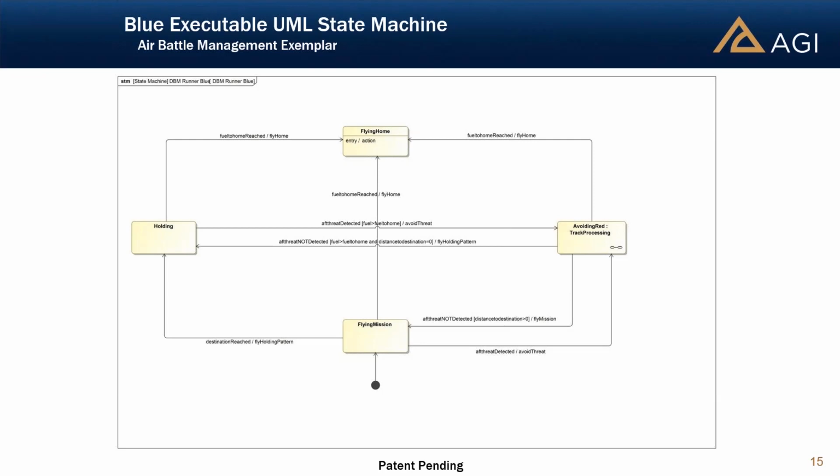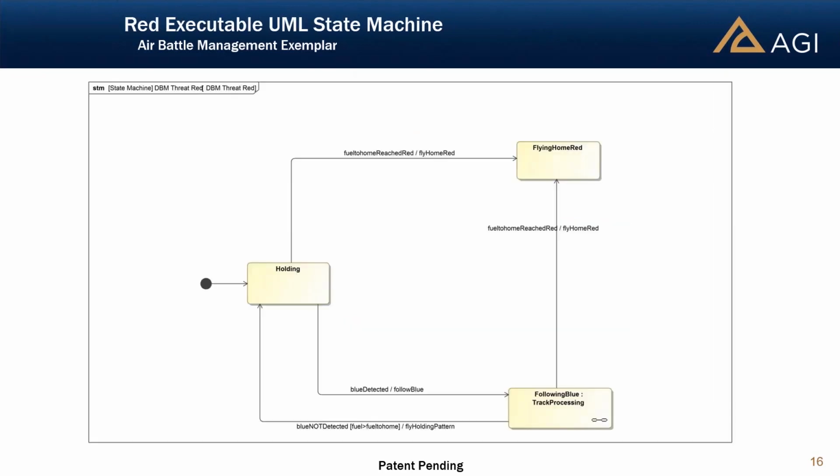And take notice of the upper right hand corner. Coming out of avoiding red, there's a fuel to home reached, causing me to go to flying home. This is saying, if you're currently avoiding red and you have just enough fuel to return home, I want you to fly home. And the value of this graphical approach is that I can ask, do I really want that behavior? Is that really what I'm after? Well, let me go simulate it and see how it plays out. The benefit is that I can just delete that transition graphically and run it again, and not have to write any other code to assess the design.